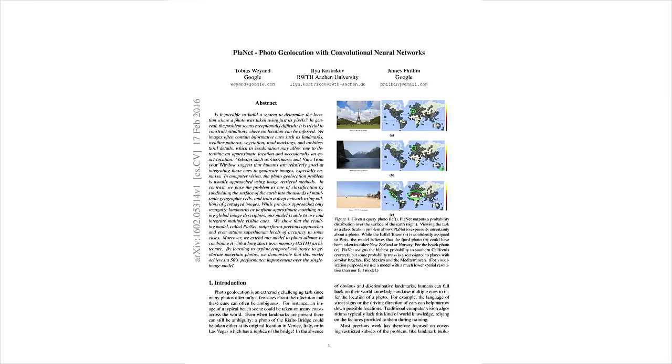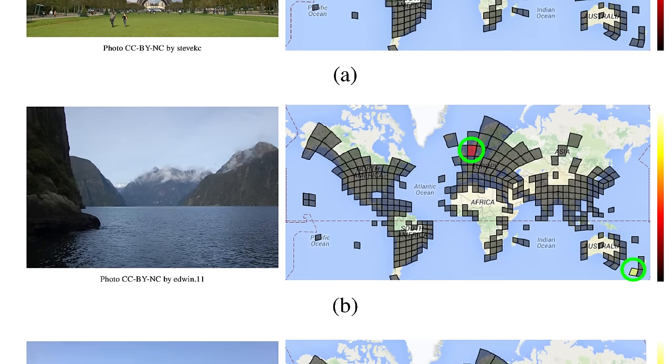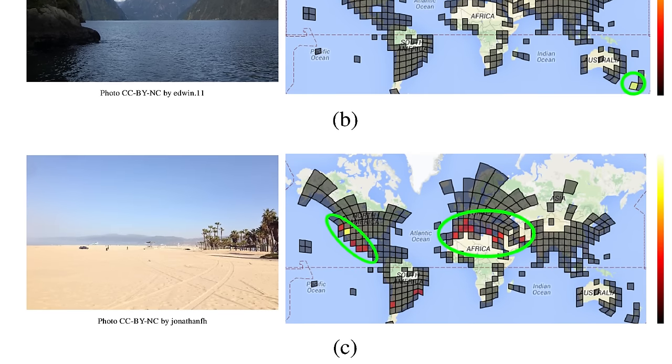Let's get started. This piece of work accomplishes geolocation for photographs. This means that we toss in a photograph and it tells us exactly where it was made.